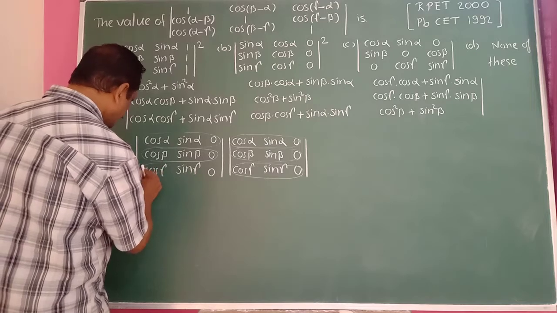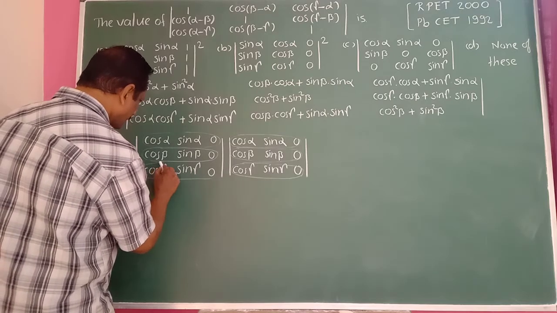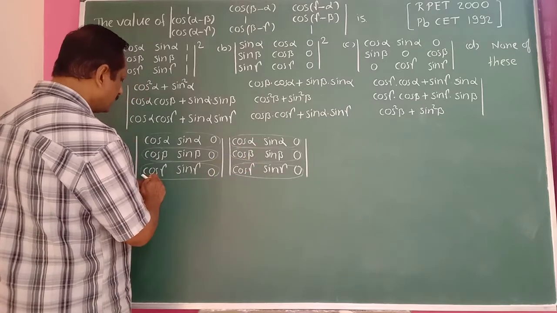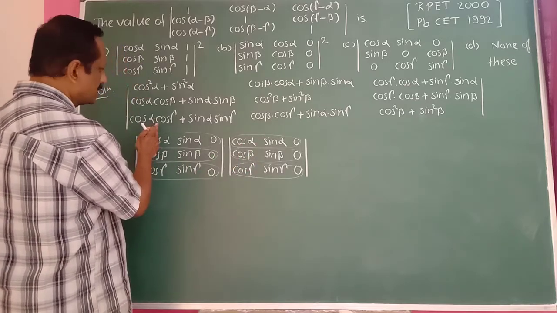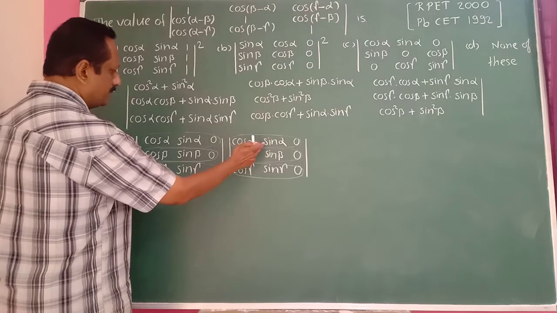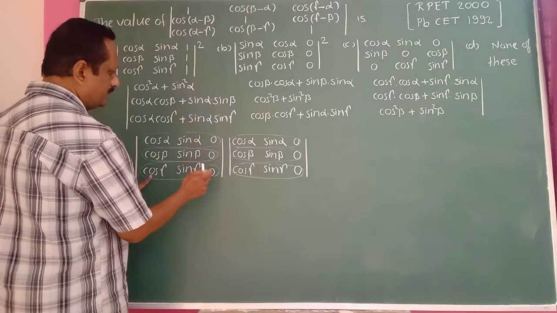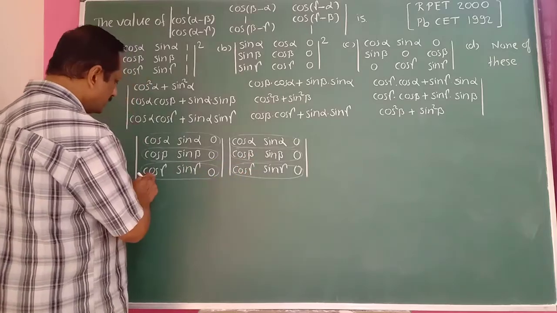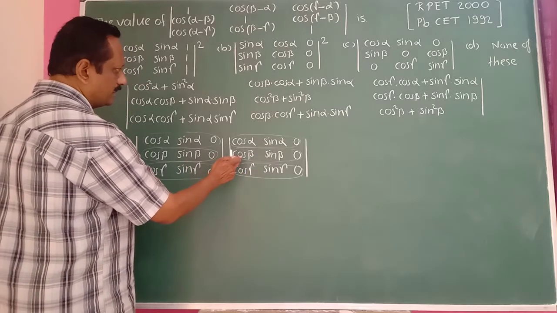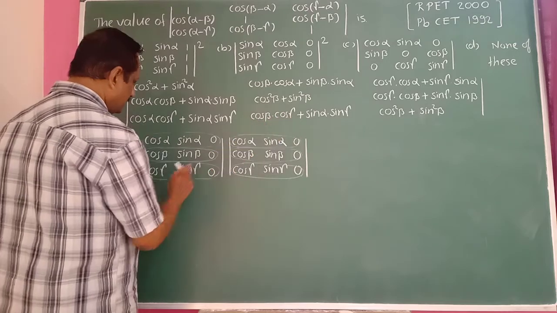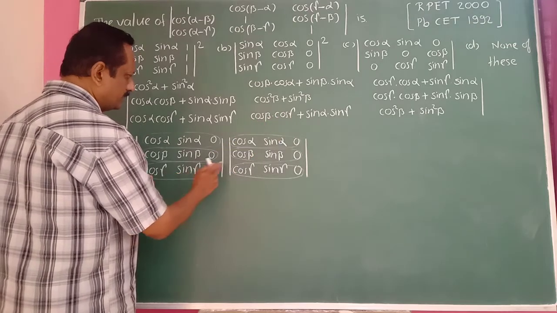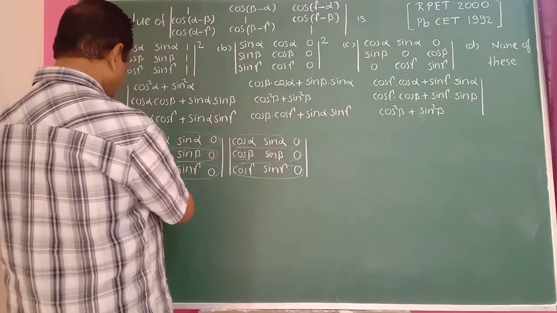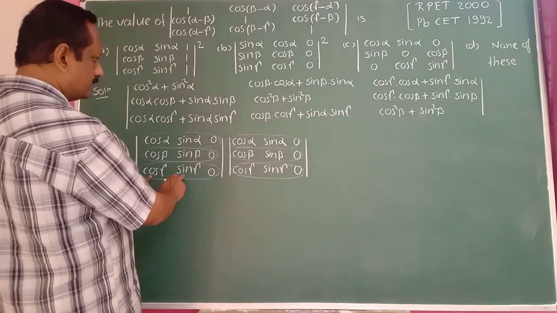Then multiply the third row with the first row here. Cos gamma cos alpha plus sin alpha sin gamma, and it is a 0. Multiply this row with this row. Cos gamma into cos beta plus sin gamma into sin beta. Sin gamma into sin.